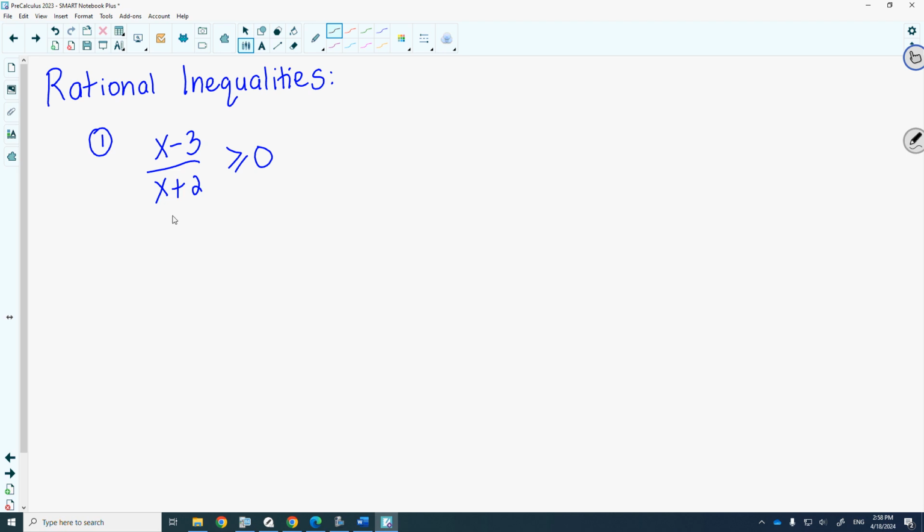We want to get the critical values. So the critical values with rationals are going to come from 2 places. They're going to come from when your numerator is set equal to 0. So basically like this factor here, if you set that equal to 0 and solve it, what would your x value be? And that would be 3. So we've got a critical value when x is equal to 3.